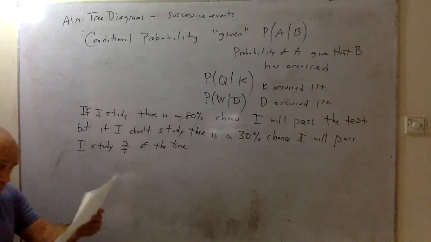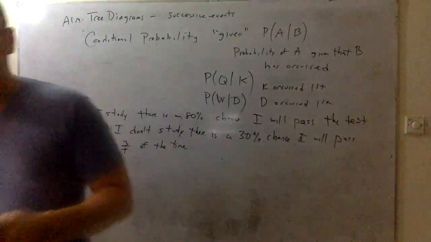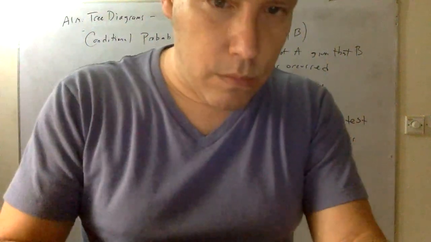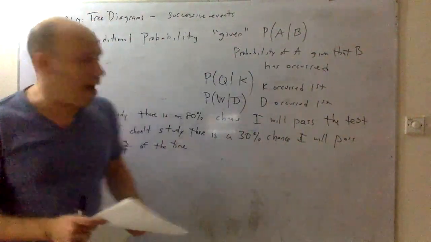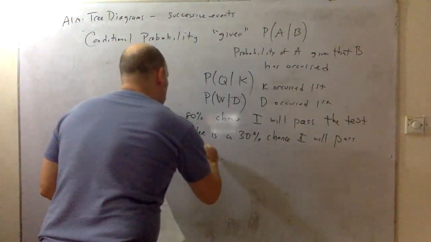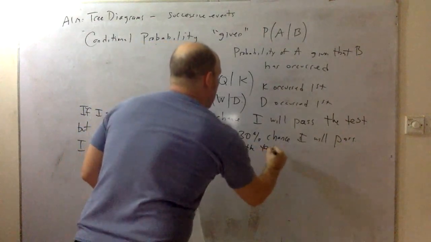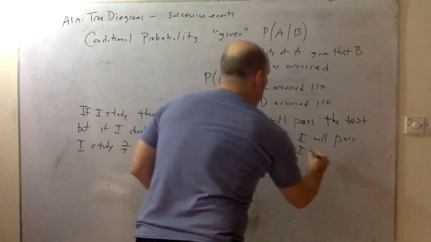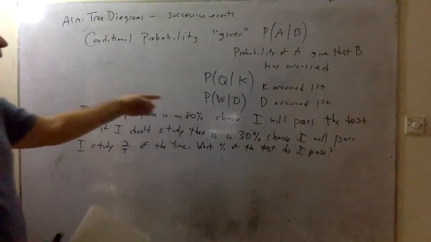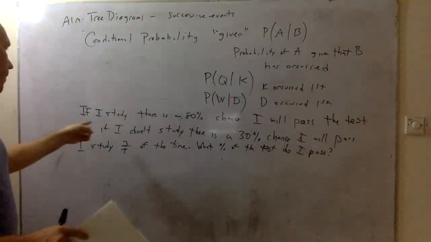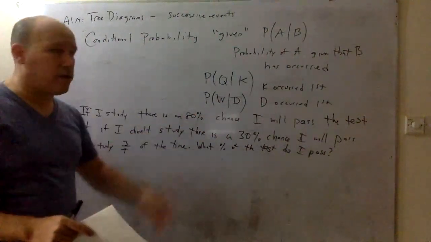So now we can answer a couple of questions. What do they want to know? So the question is, what percentage of the test do I pass? Okay, well, let's get the notation. If I study, there's an 80% chance I will pass the test. But if I don't study, there's a 30% chance I will pass. I study 3/4 of the time.